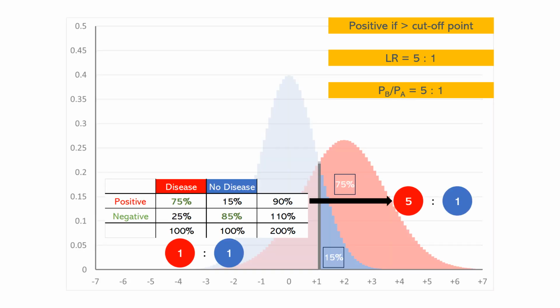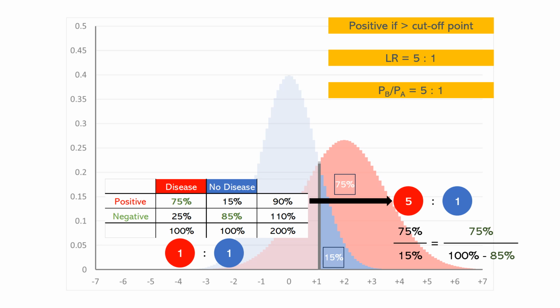Now let's plot a confusion matrix. 75% of the total population B are positive. As a result, 25% are negative, falsely negative. 15% of the total population A are positive. As a result, 85% are negative, truly negative. Note, the persons being tested are equally likely to come from population A or B before test. If positive, their likelihood turns into 5 to 1.